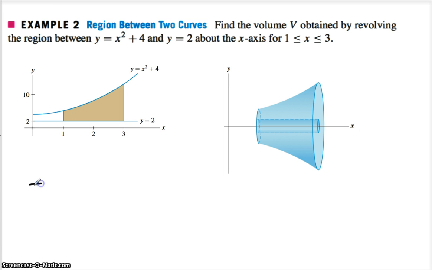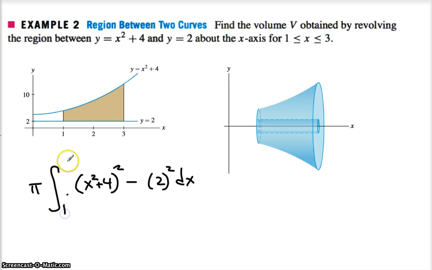It'll be pi multiplied by the antiderivative. We've got to set it up now. X squared plus 4 is above, so that should come first. That's the larger radius, x squared plus 4, and we need to square that. And we subtract the smaller radius, which will be this one right here, and that's just 2 squared, dx, from 1 to 3.